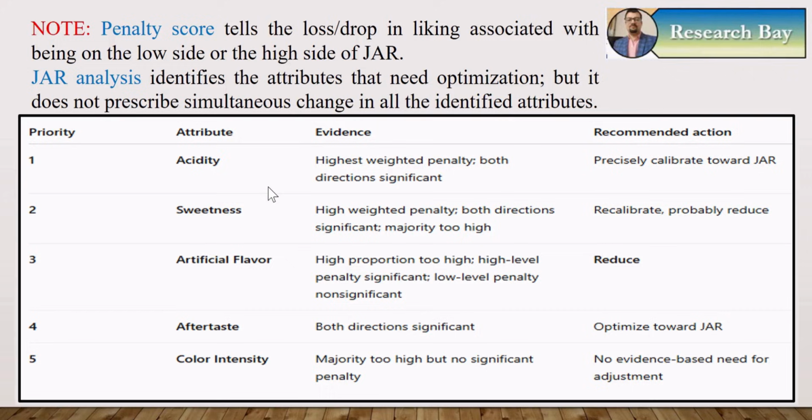So in that data sheet, we have data of 90 respondents, and it's a single level analysis wherein you are analyzing a single product on these five attributes. Now, if the evidence shows that it has the highest weighted penalty and both directions are significant, the low direction and the high direction both are significant, then precisely calibrate towards JAR. So this is what I'm going to show you, how you obtain these results and how you interpret these results by data analysis in Jamovi software.